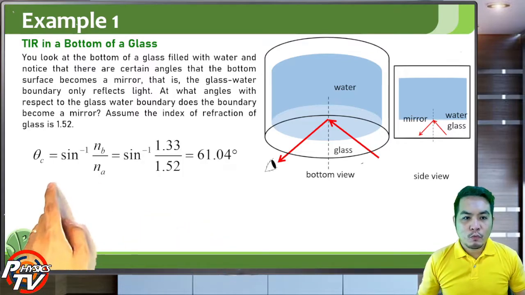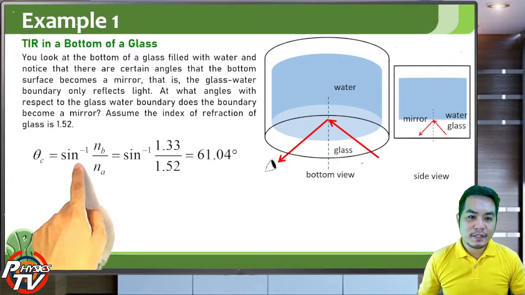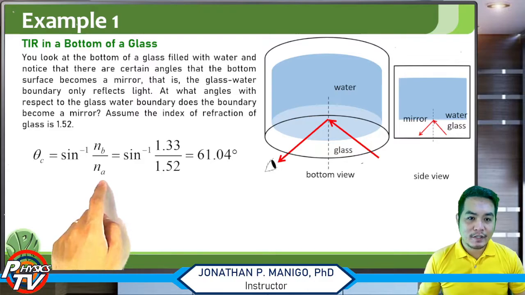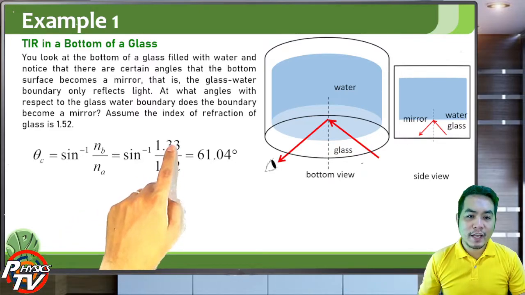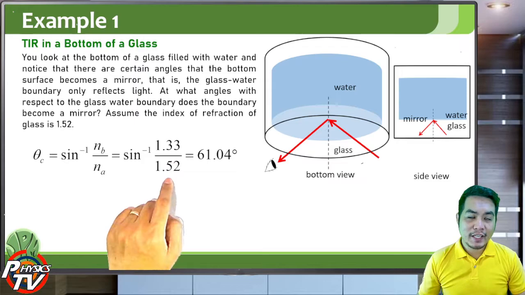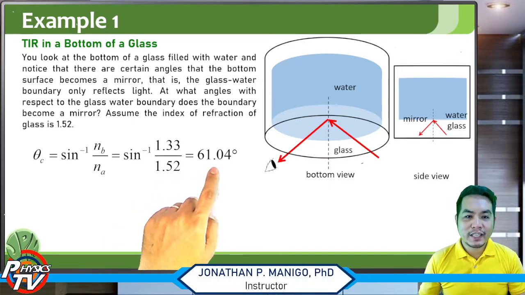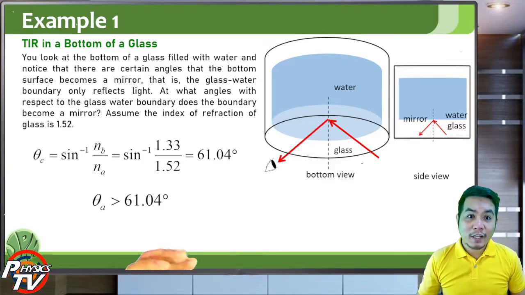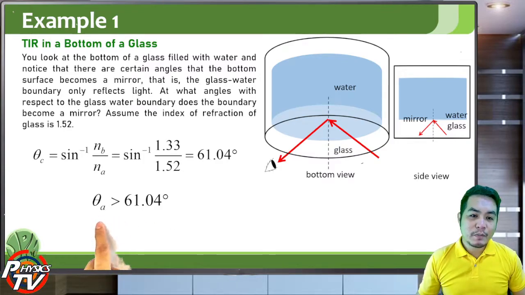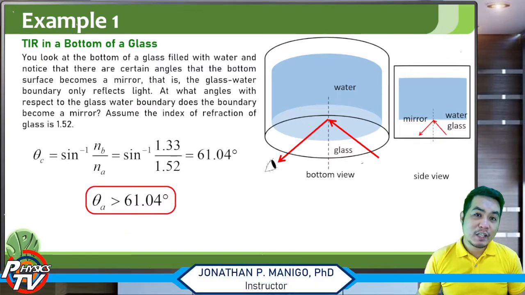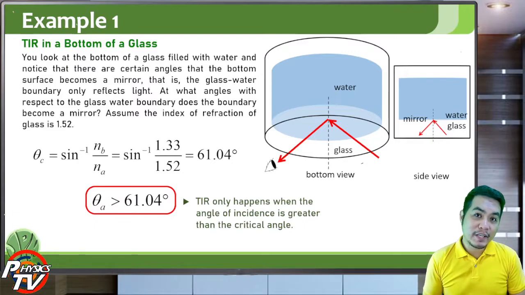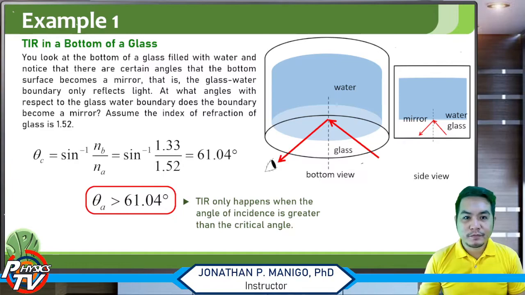So we solve for the critical angle. Sine inverse of NB over NA, where NB is water and NA is glass. So NB is 1.33, the water, and NA is glass, 1.52, and we get the critical angle is 61.04 degrees. So in order for TIR to occur, the angle of incidence must be greater than 61.04 degrees. So again, TIR only happens when the angle of incidence is greater than the critical angle.